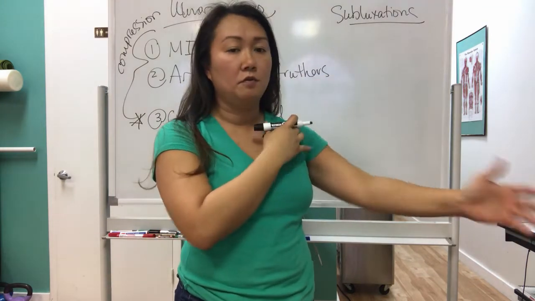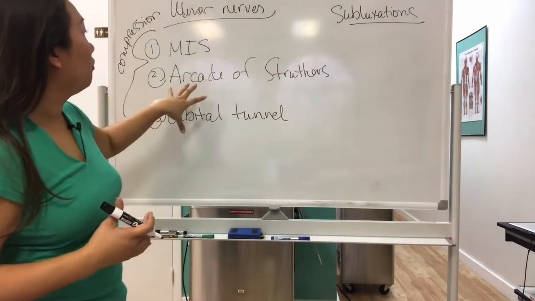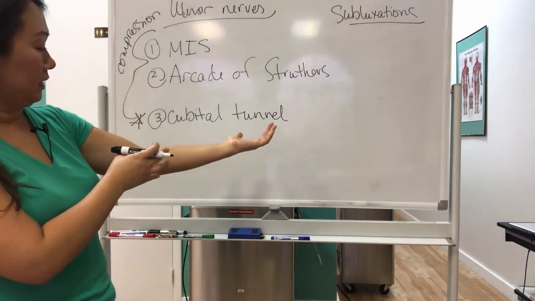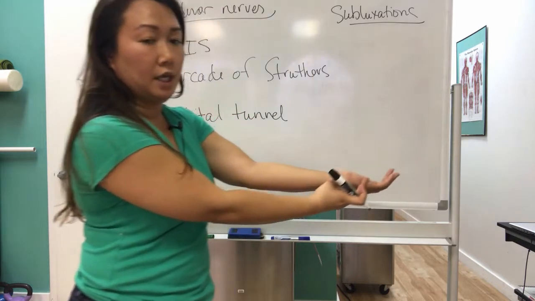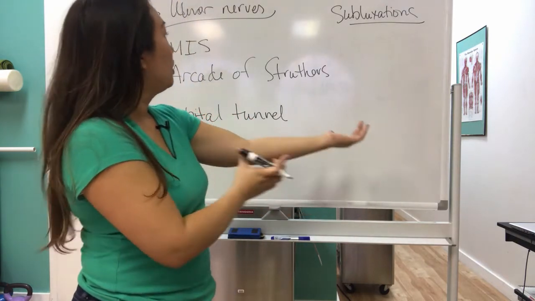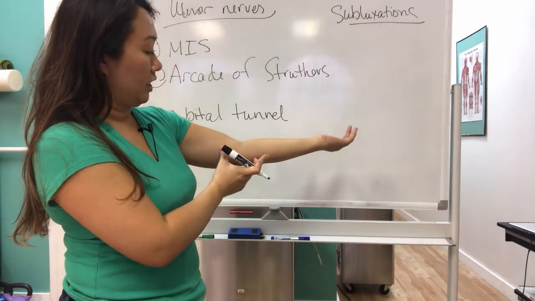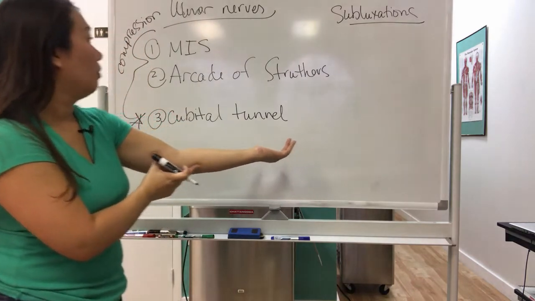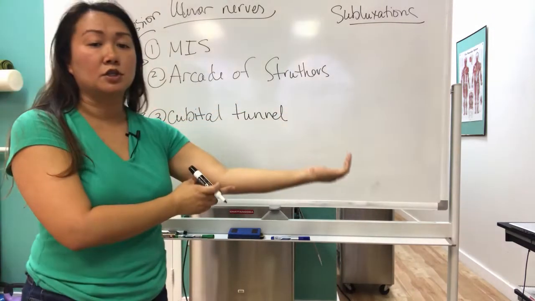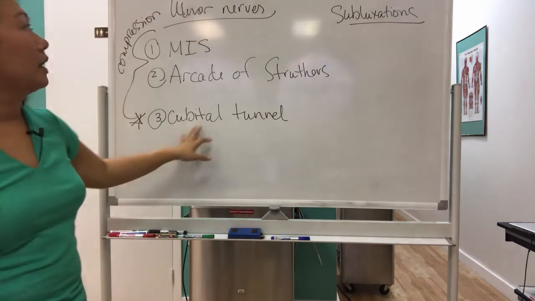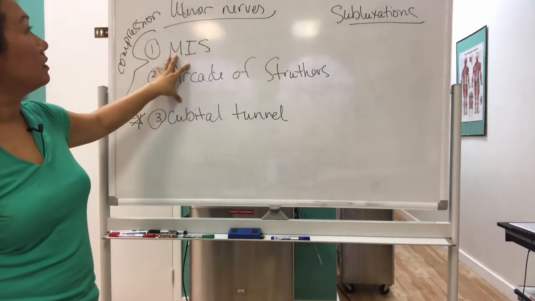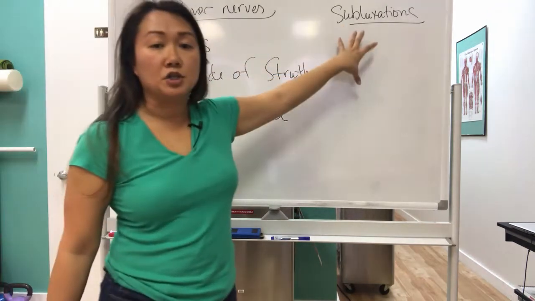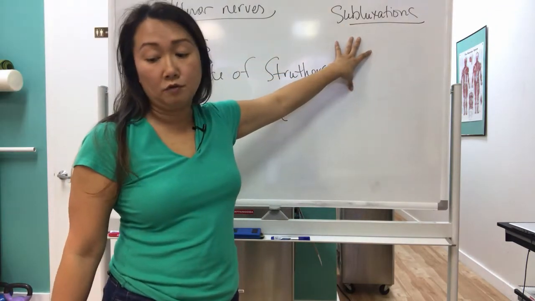In terms of the ulnar nerve, you have the compressions here at the elbow, and then you have the compressions here at the wrist, right? So right now the compressions are here at the elbow. The arcade of Struthers is also at the elbow. The cubital tunnel is also at the elbow, and the MIS is also at the elbow, but they're compressions. And then you have subluxations that can happen to the ulnar nerve as well.